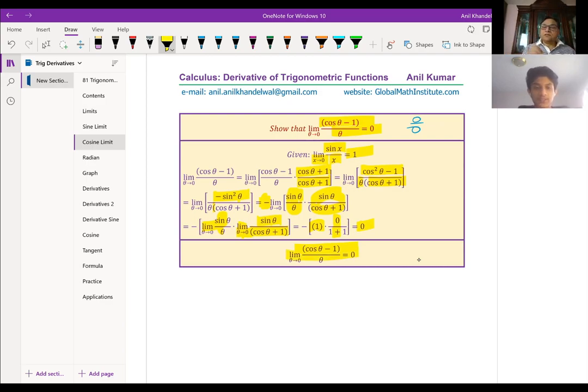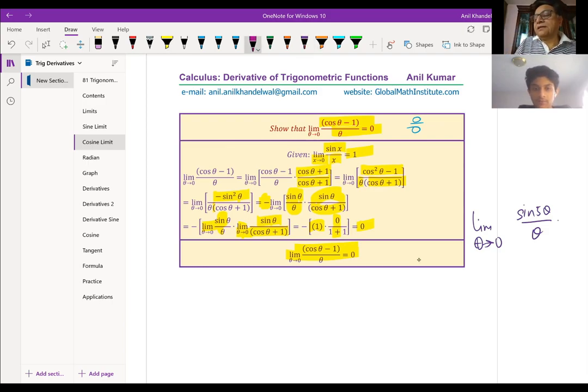Correct? These are two fundamental limits which you should know when we are working on derivatives of trigonometric functions. Many times, the question is just based on finding the limits. You get the idea. For example, I will say, now find the limit as theta approaches 0 of, let's say, sine 5 theta over theta. What is the answer? Tell me. Would it be 5? So how will you do it?